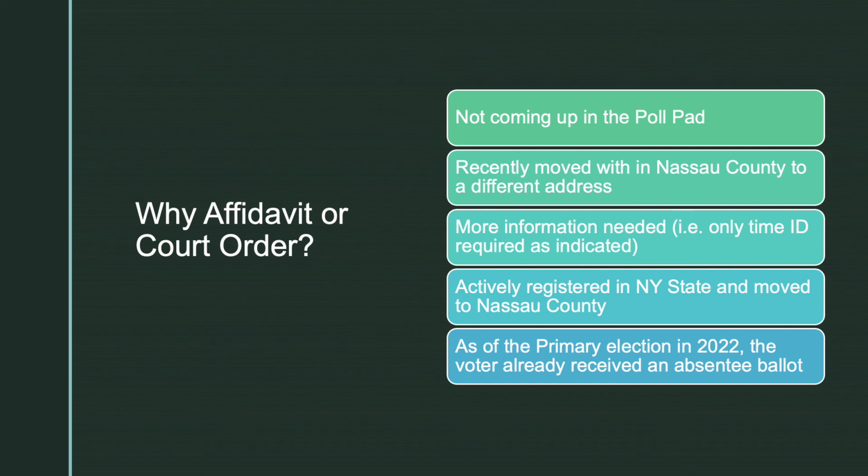And as of June 2022, election law changed so that if a voter comes up in the poll pad and you see that they have received an absentee ballot, they will no longer be able to vote on the machine, but will be able to vote by affidavit.